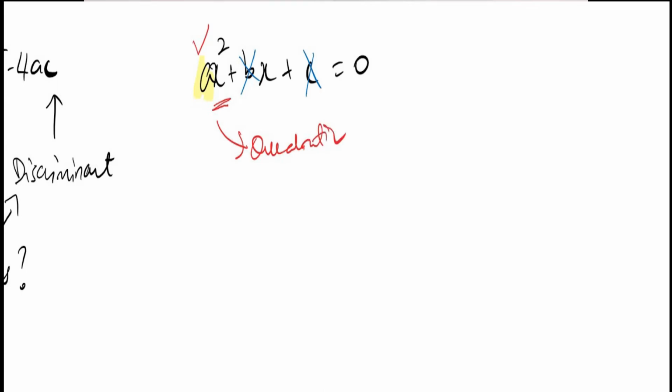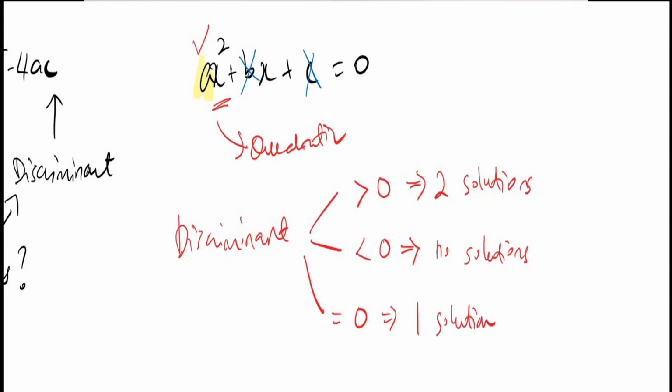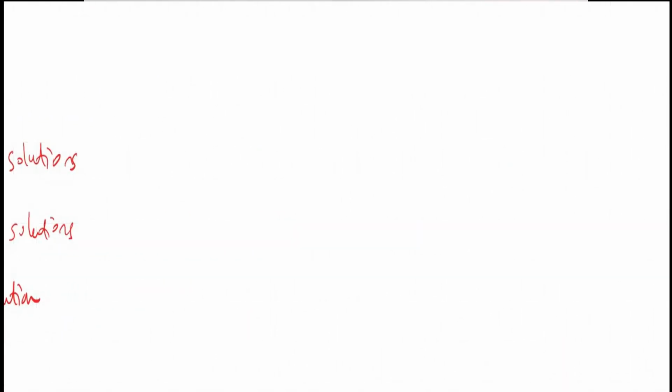Okay, coming back to our discriminant formula, which is b squared minus 4ac. If you have a discriminant evaluated to be greater than 0, then you will know that this quadratic equation has two solutions because of the square. If the discriminant gives you less than 0, then you will know that there are no solutions for this equation. And if the discriminant equals 0, then there will only be one solution, or actually two similar solutions.